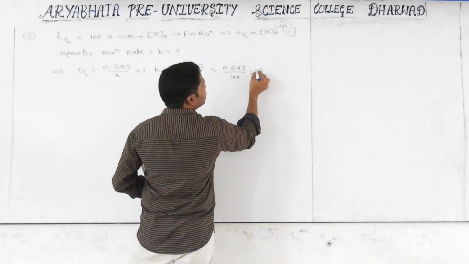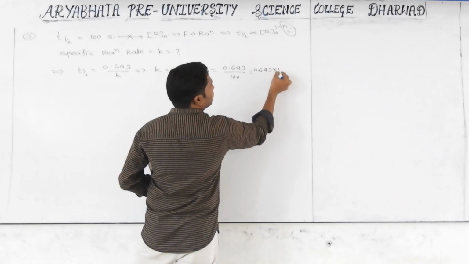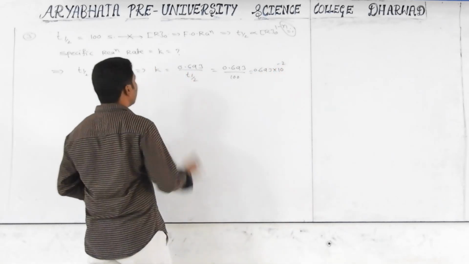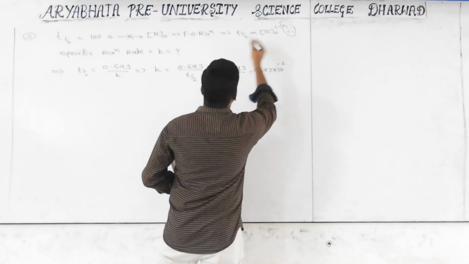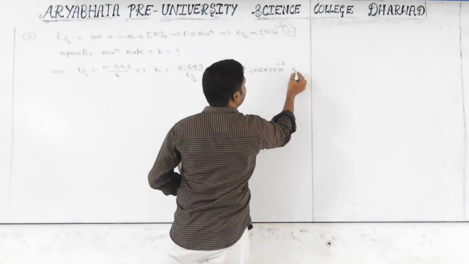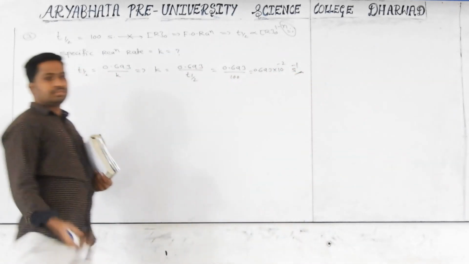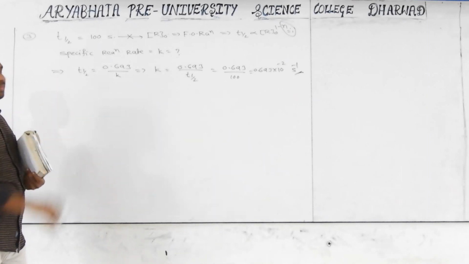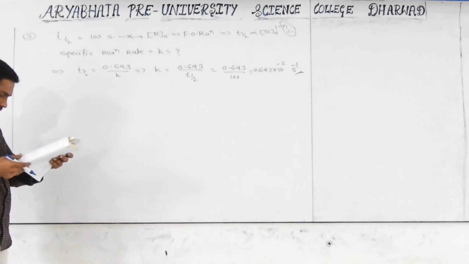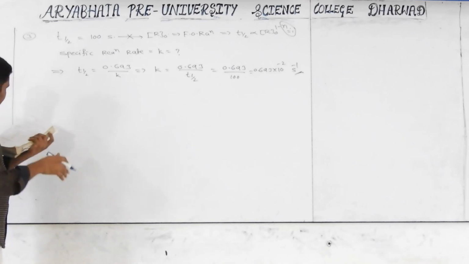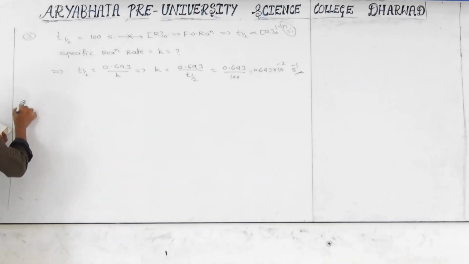We can write it as 0.693 into 10 to the power of minus 2. What units will be coming? K, given the information in seconds, is coming in per second units. That's it. If you want to modify the equation, it is not a matter. Yes. You see one more important problem I am telling here.